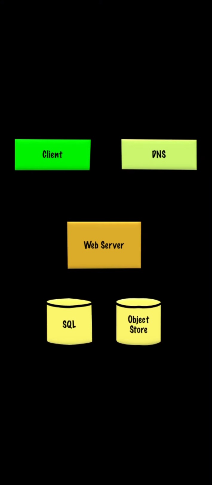When a user requests the image again, you go to the SQL, find the matching user ID and the image ID, and then go to the object store to fetch the image.